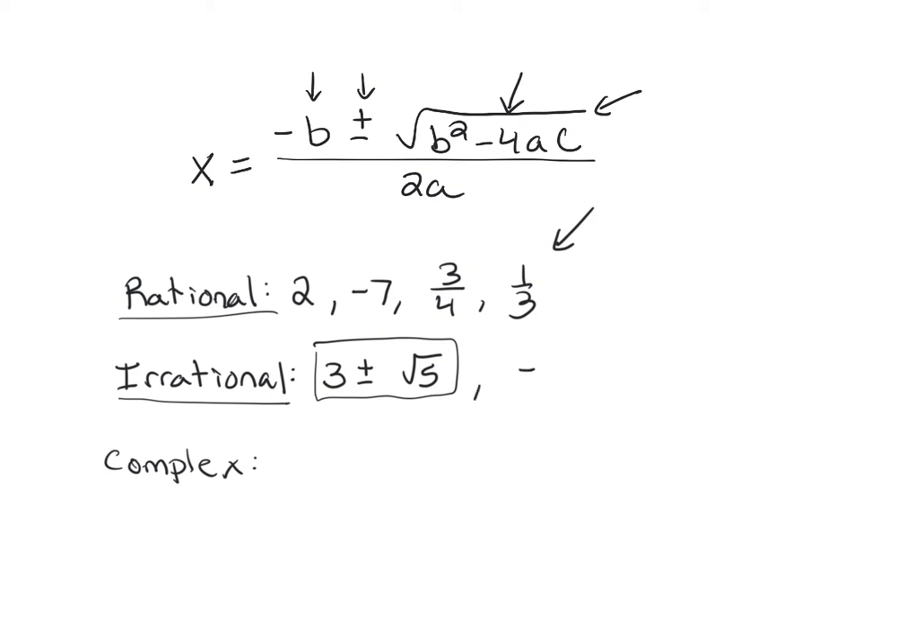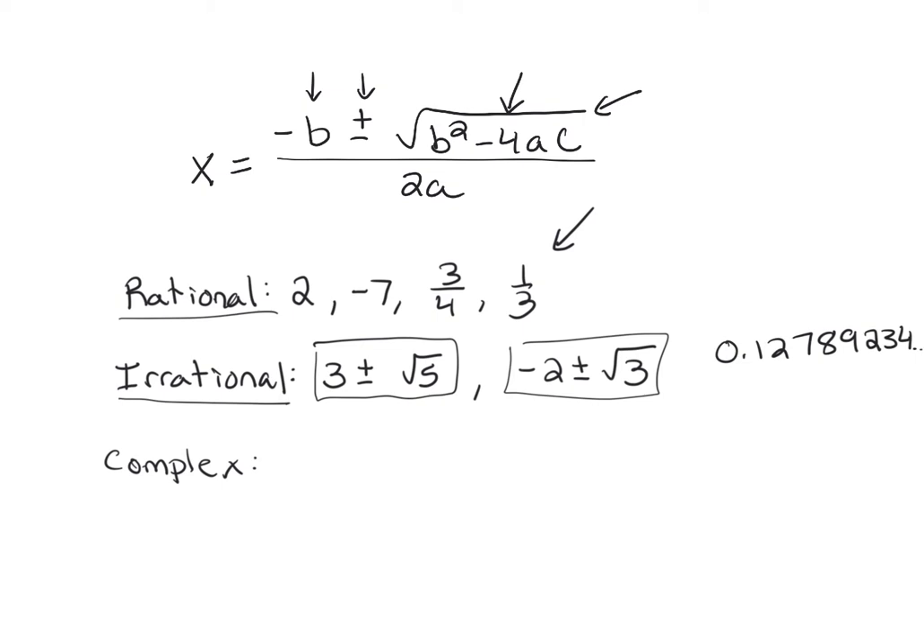Maybe we have -2 plus or minus the square root of 3. So both of those are irrational solutions. Irrational just means that a decimal goes on and on forever with no repeating pattern.